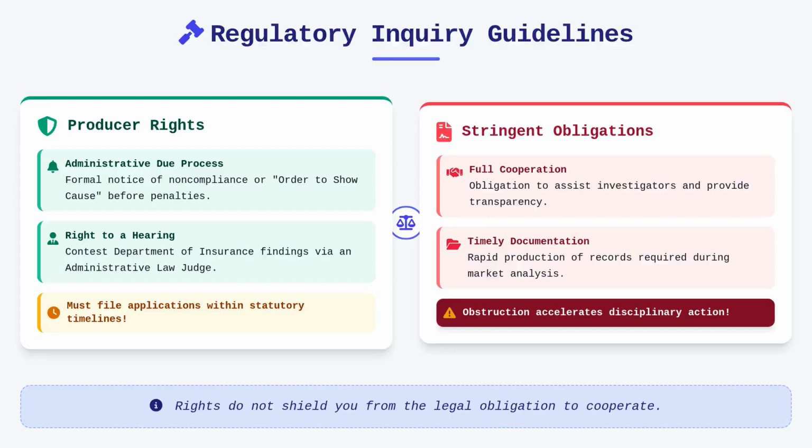When a regulatory inquiry begins, you must understand that the producer is granted explicit rights during the investigation process, but these rights exist alongside stringent obligations. You have the right to administrative due process, which includes receiving formal notice of noncompliance or an order to show cause before severe penalties are finalized. You also maintain the right to a hearing before an administrative law judge to contest the Department of Insurance findings, provided you file the appropriate application within the statutorily mandated timelines.